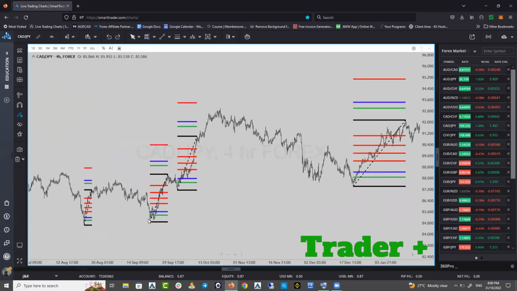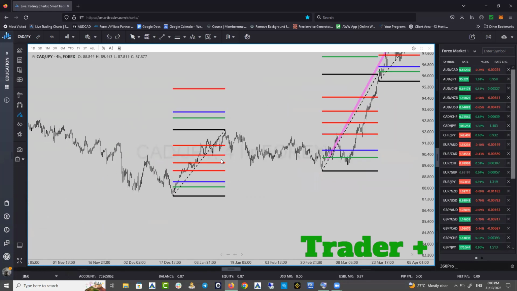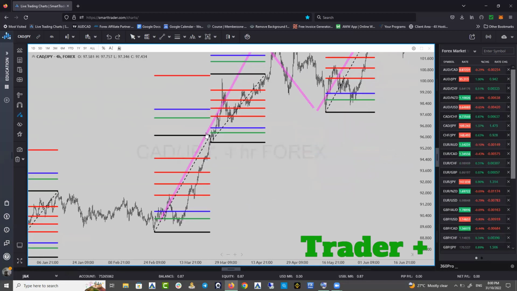Again, deep correction. If we entered at the 618, we'd have made profit on trade 1. No entry on trade 2 because it didn't come back to the 618. Entry again on trade 3, the market went up, fulfilled. Entry again on trade 4, the market went up, fulfilled. No trade on trade 5 because this one was very aggressive.